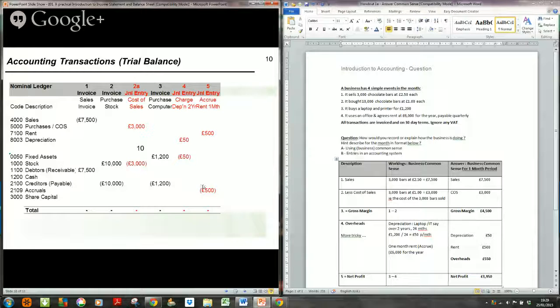We don't owe it to anyone at the moment. We're just accruing the liability such that when they raise the invoice and say, hey, you owe us for the quarter, it's £1,500, we'll have that all accrued.